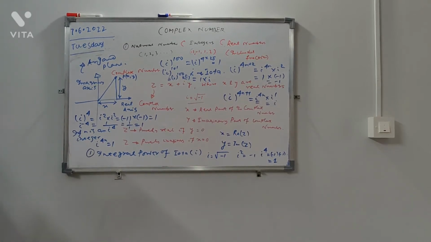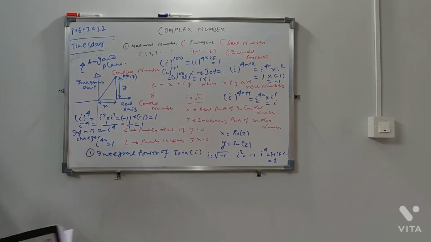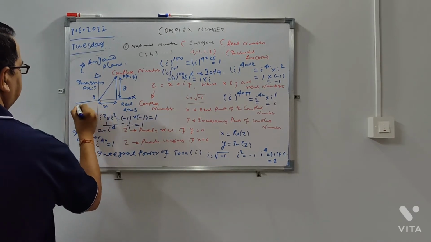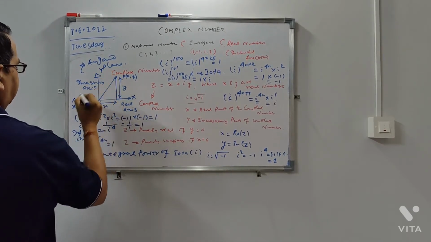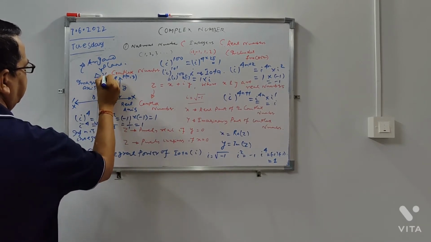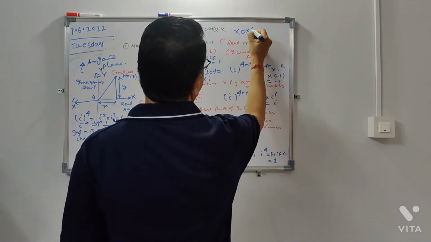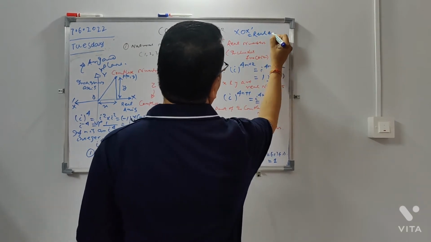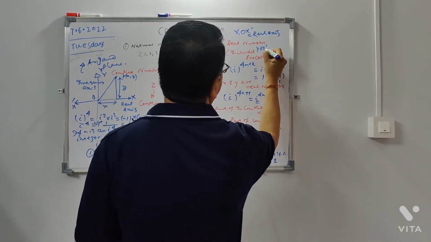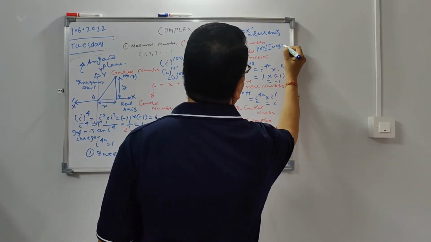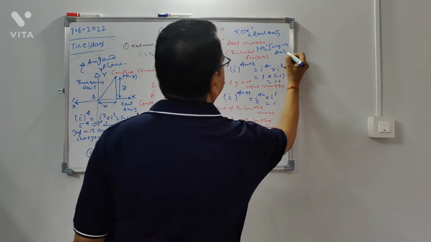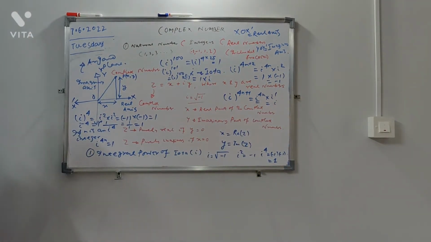The coordinates of P are referred to rectangular axes XOX' and YOY', which are called the real and imaginary axes. So what I have written here is XOX' and YOY'. Your XOX' is your real axis, and YOY' is your imaginary axis. Clear? You can take a snapshot of this.